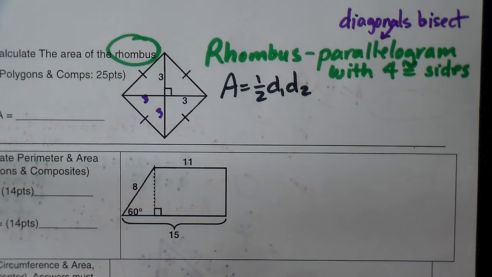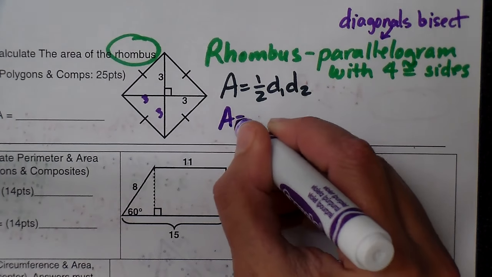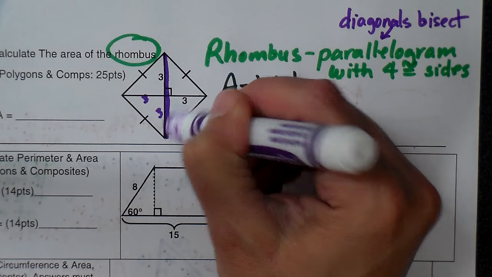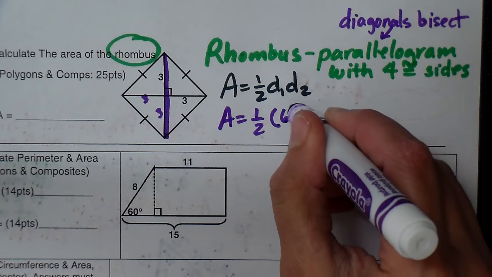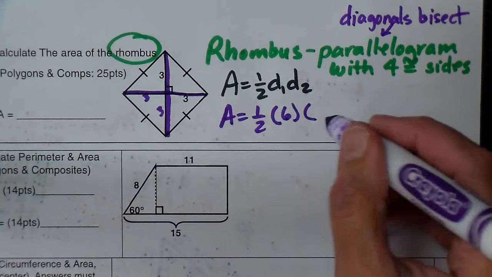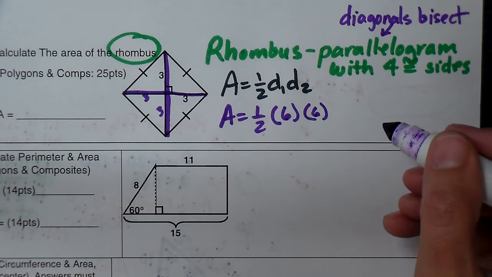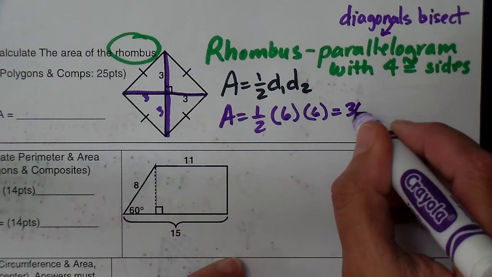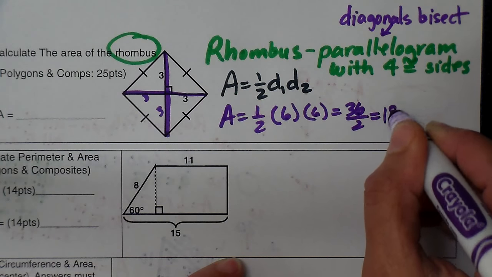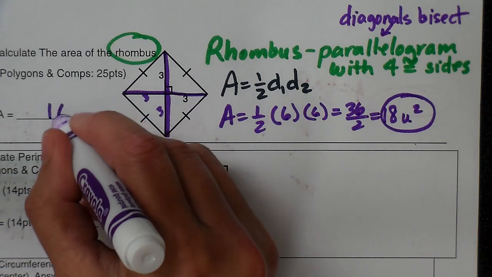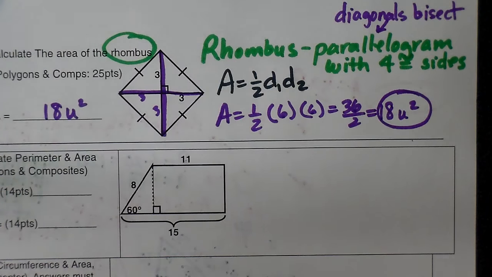So if I want to find the area of a rhombus, this one is going to be 1/2 diagonal 1. This diagonal is 3 plus 3, which is 6. And this diagonal is 3 plus 3, which is 6, which happens to be a square. That's the only time the diagonals are the same. So you have 36 divided by 2, which is 18 square units. So that is the area of your rhombus, 18 square units.